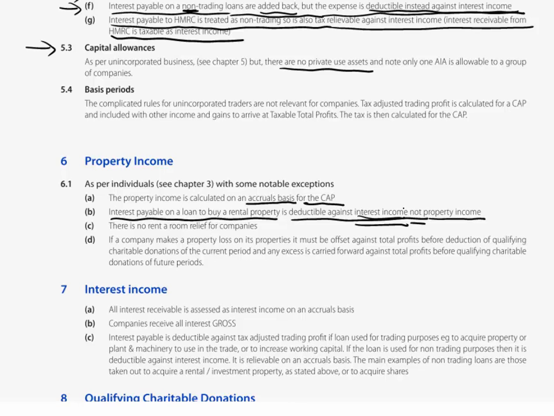The only other example of a non-trading loan that you might see where the interest payable achieves relief again against interest income would be if a parent company, or indeed maybe any company, had borrowed to buy shares. If you'd borrowed to buy shares in another company, it's usually in a group situation, it could be in any circumstance. If you borrowed to buy shares, that is a non-trading loan. The company will still get tax relief on that interest payable, but against interest income, not against trading income.